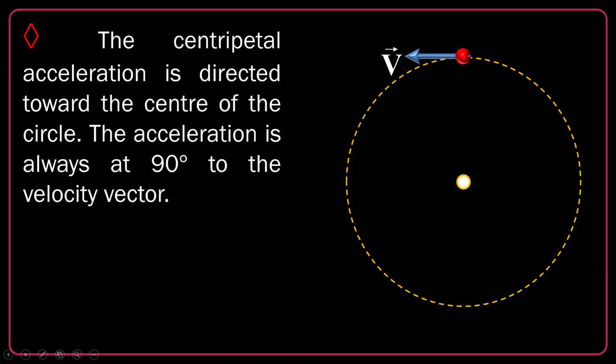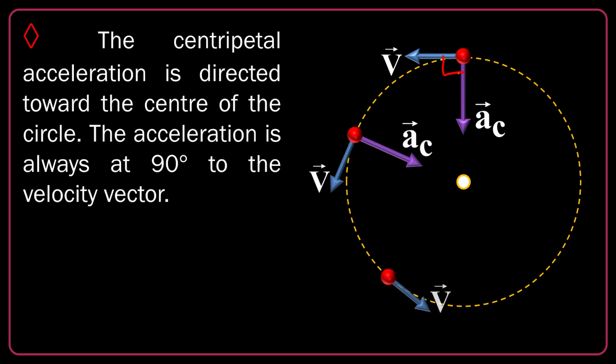Because velocity is always tangent to the trajectory, tangent to the circle, and acceleration is directed to the center, so it's aligned with the radius. So AC must always be perpendicular to velocity, normal. In every other point, you will have the same situation.